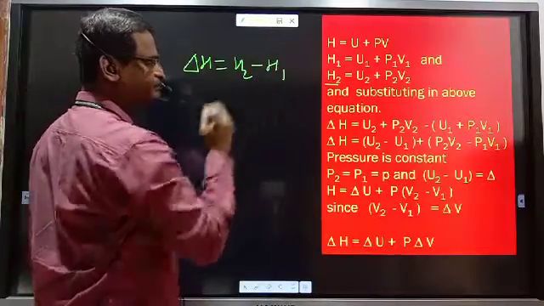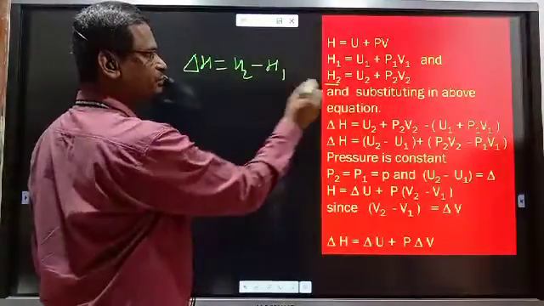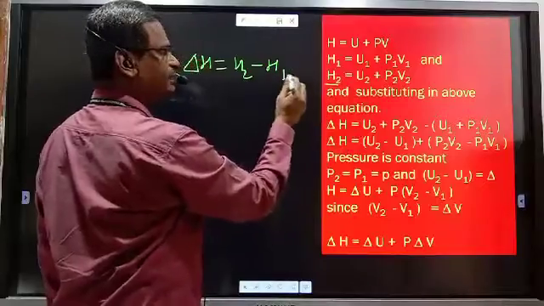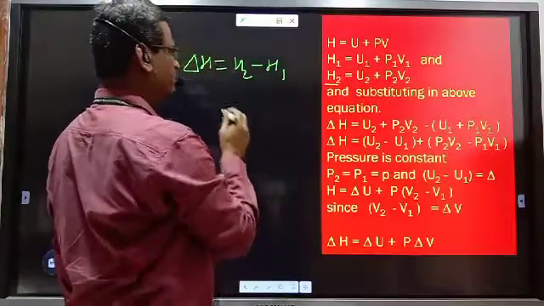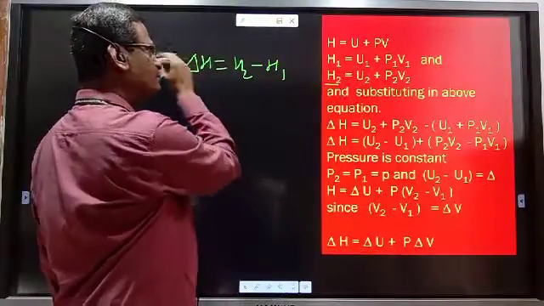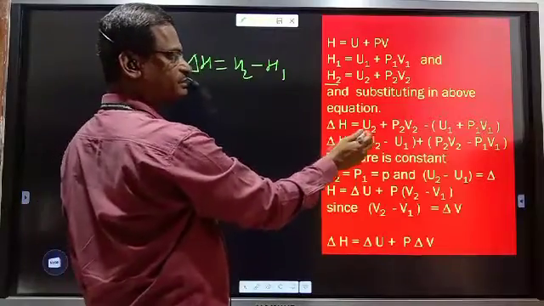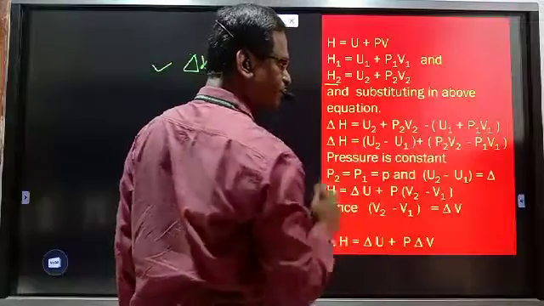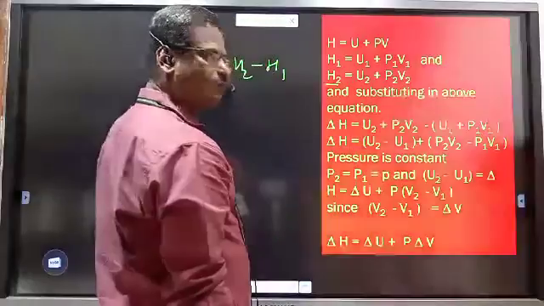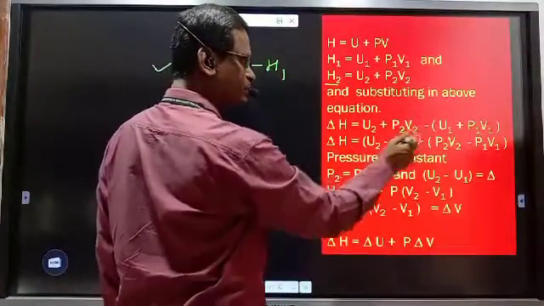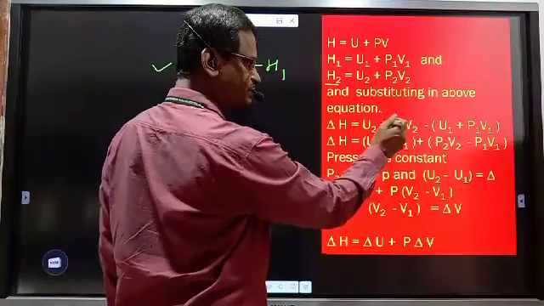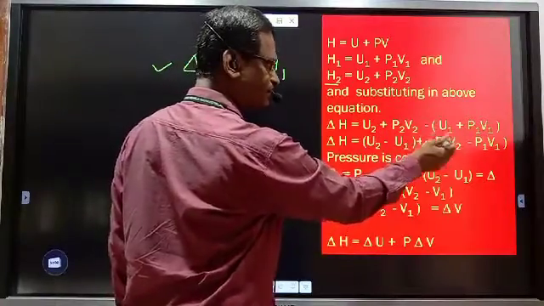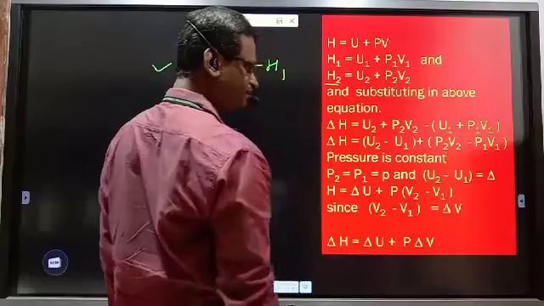Substituting these in the above equation, delta H is equal to H2 minus H1. Here H2 is U2 plus P2 V2 and H1 is U1 plus P1 V1. If we substitute these values in this equation, we can write delta H is equal to U2 plus P2 V2 minus U1 plus P1 V1. Taking similar terms together, U2 minus U1 in one bracket, plus P2 V2 minus P1 V1 in another bracket.